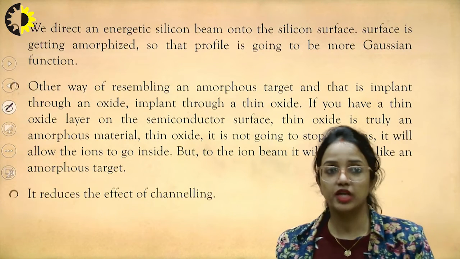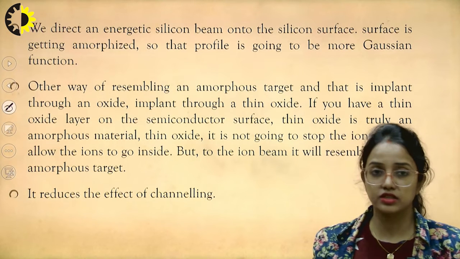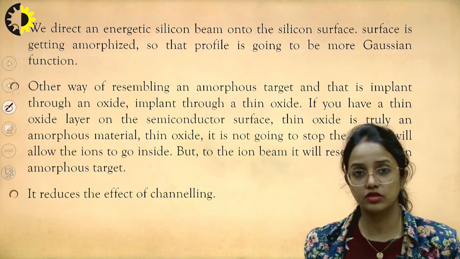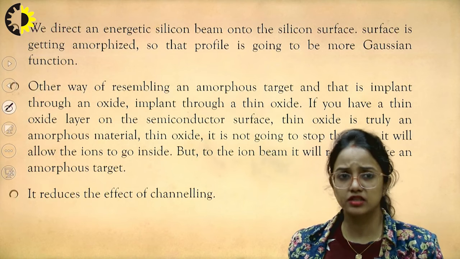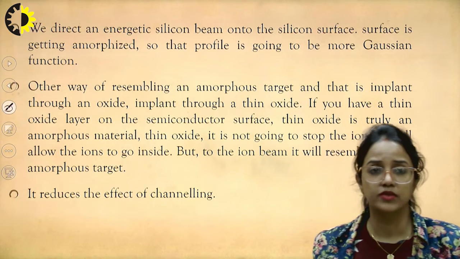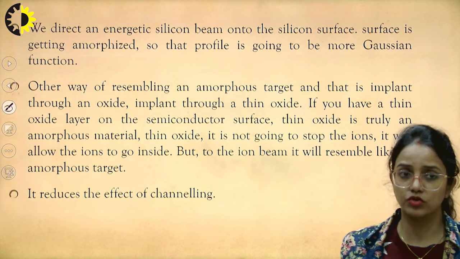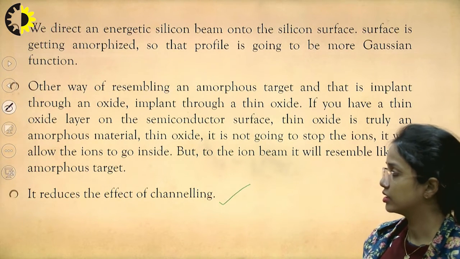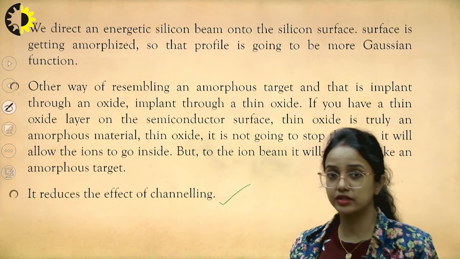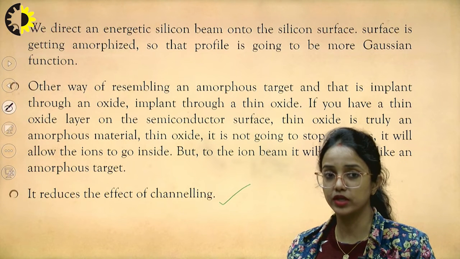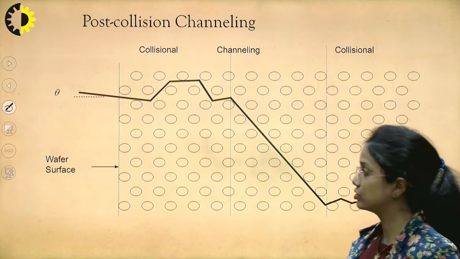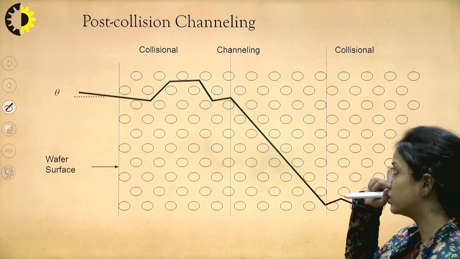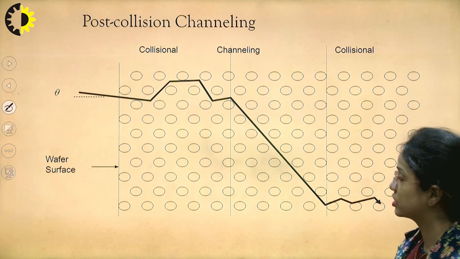Adding more to channeling, we direct an energetic silicon beam onto the silicon surface. The surface is getting amorphized so that the profile is going to be more Gaussian. So here we can see that when we increase and decrease the amount of doping, there is a direct impact on channeling.